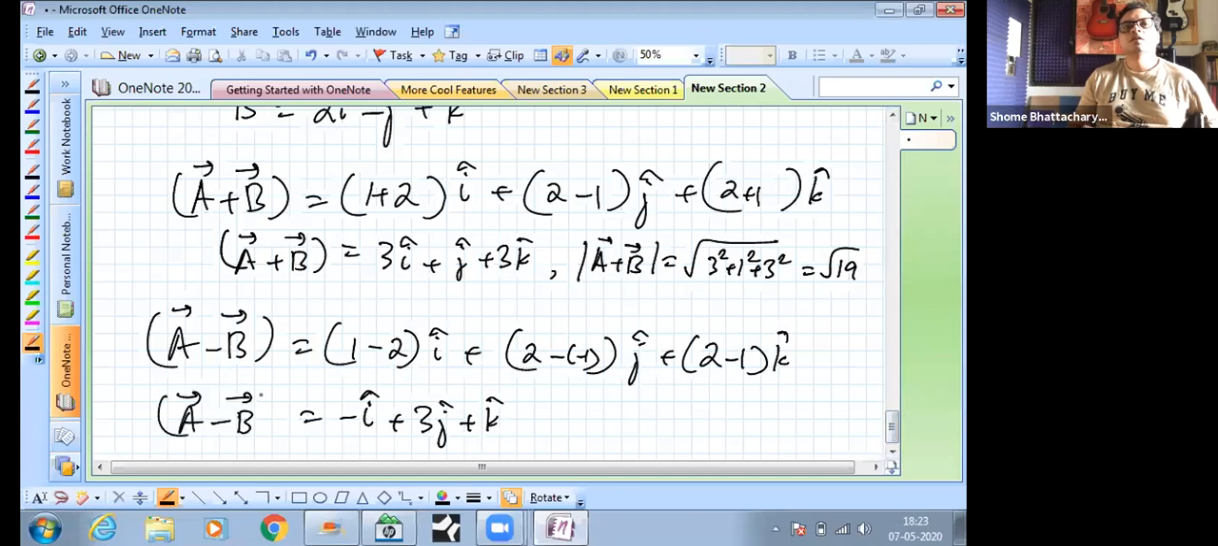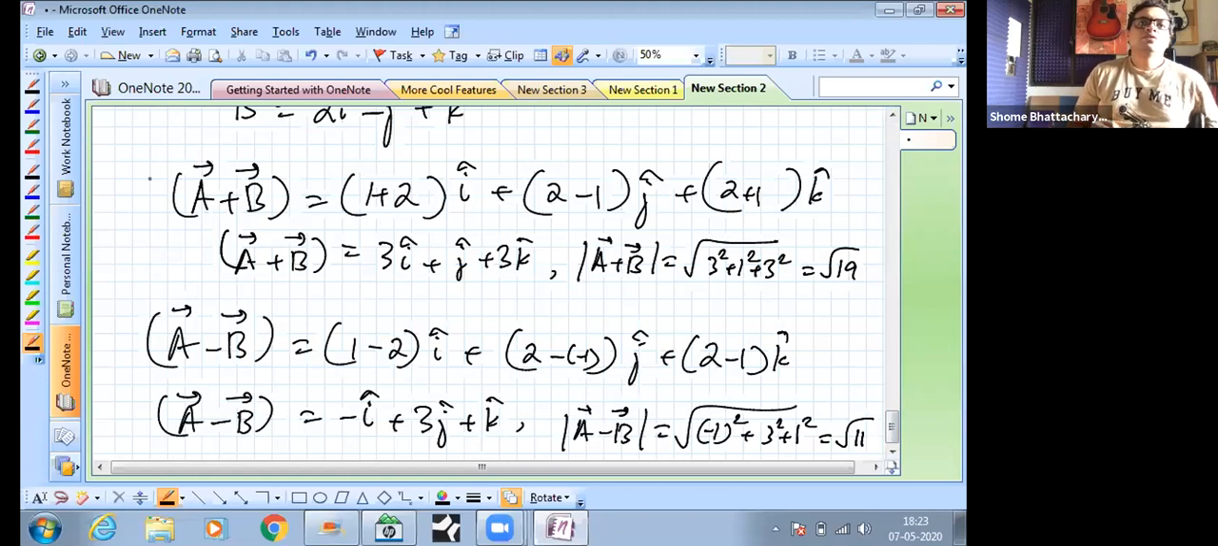And similarly, its magnitude would become square root of x square. So that is minus 1 square, but that's the same thing as 1 square, plus 3 square plus 1 square. So this time you can see the magnitude will become root of 11.